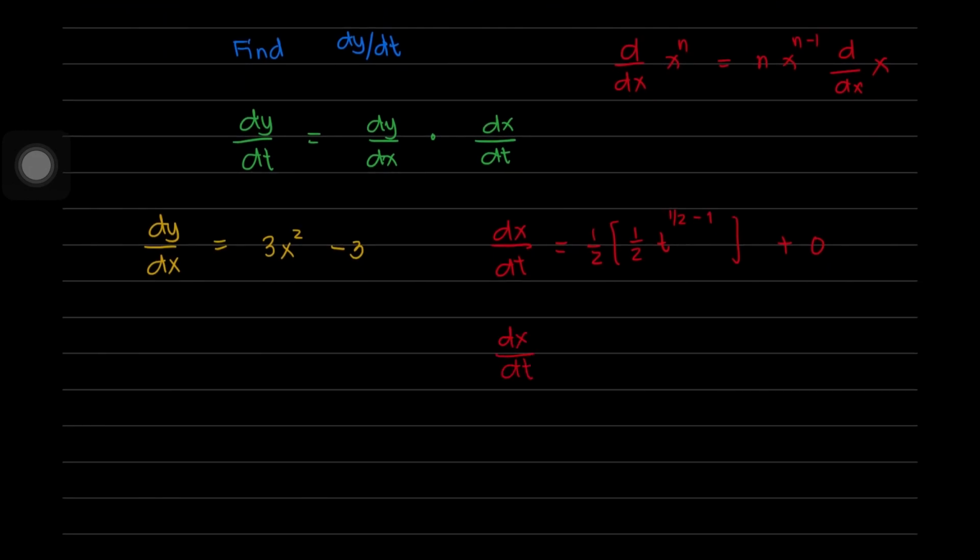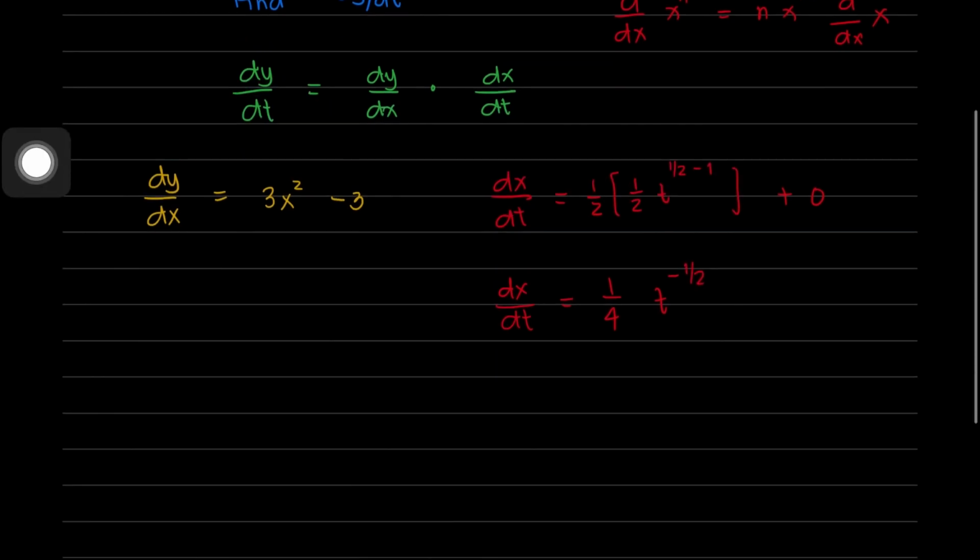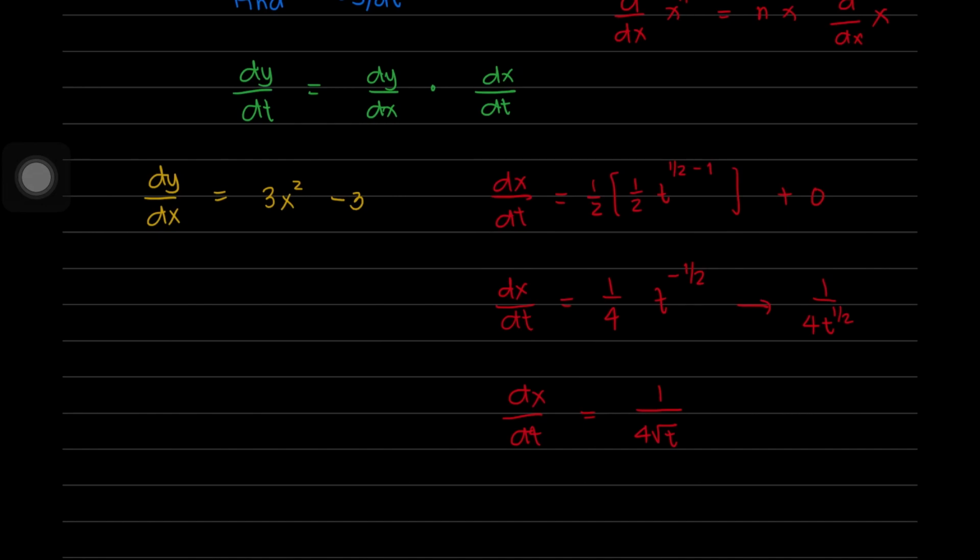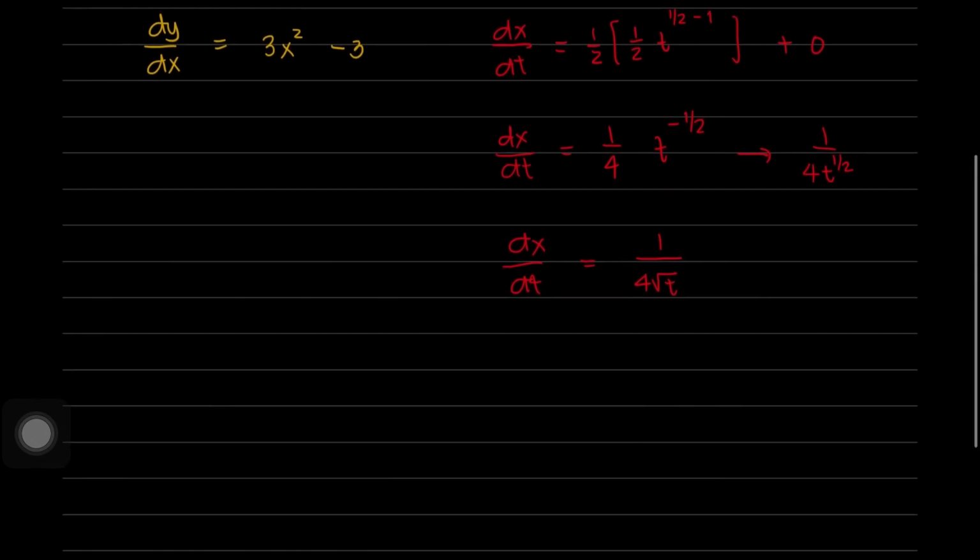So dx over dt is now equal to 1/4 multiplied by t raised to 1/2 minus 1, so that is equal to negative 1/2. Or this is now dx over dt equals 1 all over 4 square root of t. Because if we're going to make negative 1/2 positive, this would be equal to 1 over 4 t raised to 1/2. And t raised to 1/2 is the square root of t, therefore that would now be our dx over dt.